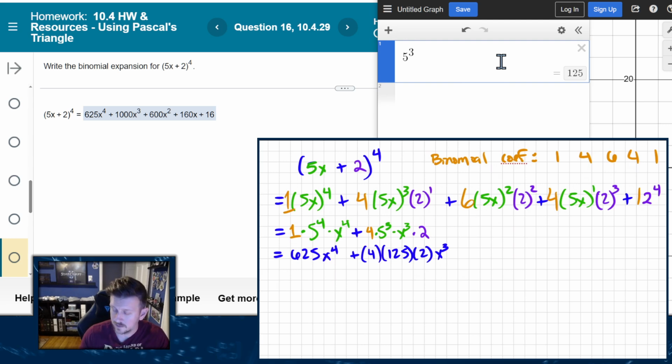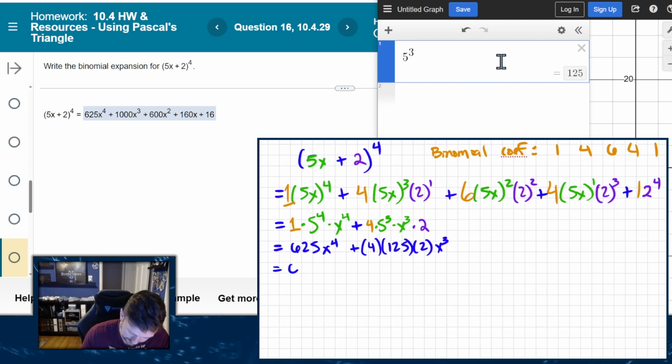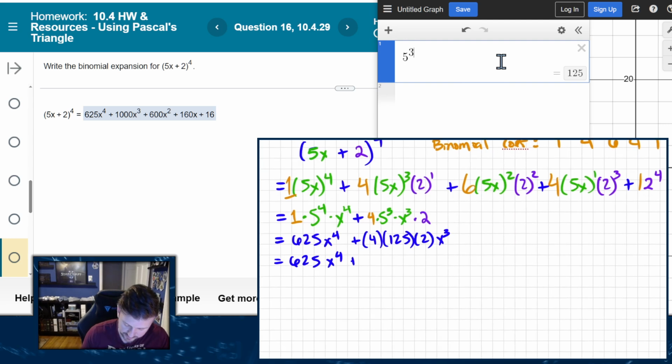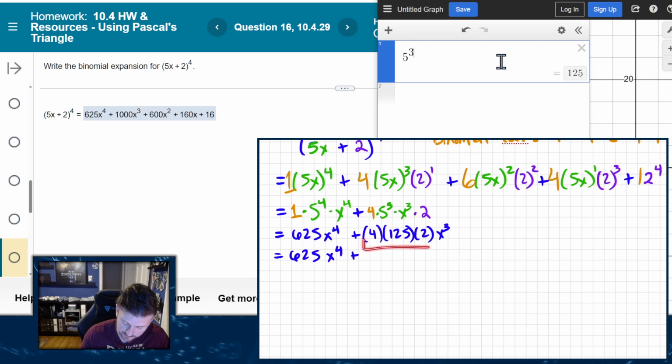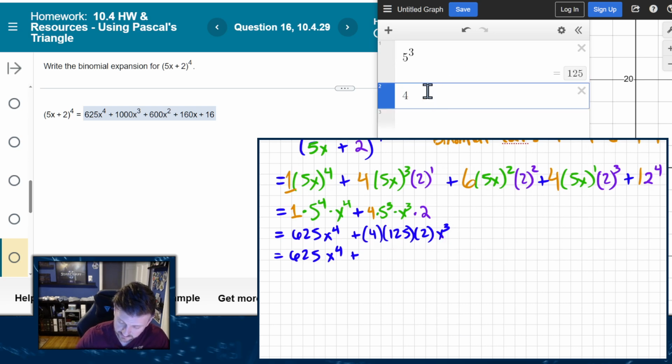I know it's probably not advised to be working 2 lines at once, but since my brain is already on this and I know what I'm doing, and I know I'm familiar with this part, I'm going to go ahead and finish this up. So I'm going to do 4 times 125 times 2, and I get 1,000x cubed. All right, let's keep going.